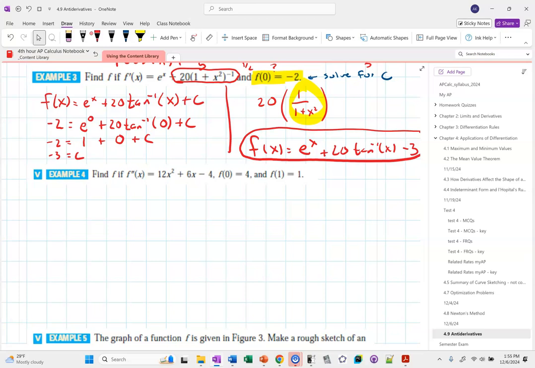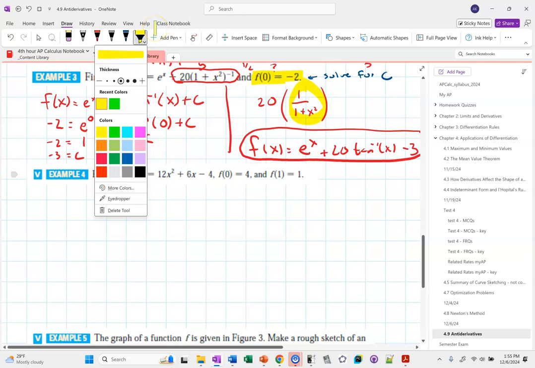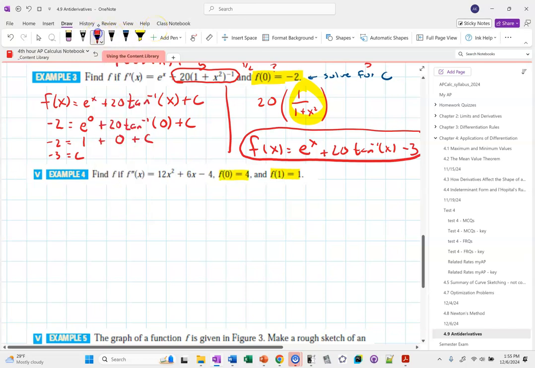It says find f if f double prime of x is equal to yada, yada, yada, and then f of 0 is 4, and f of 1 is 1. So notice here that this time we got 2 of these. Why are we getting 2? Since we're going from the second derivative back to f, we're going to have two c's that we're going to have to find. That's why we're going to need 2 points on f. Let's start though. So we'll start with f prime.